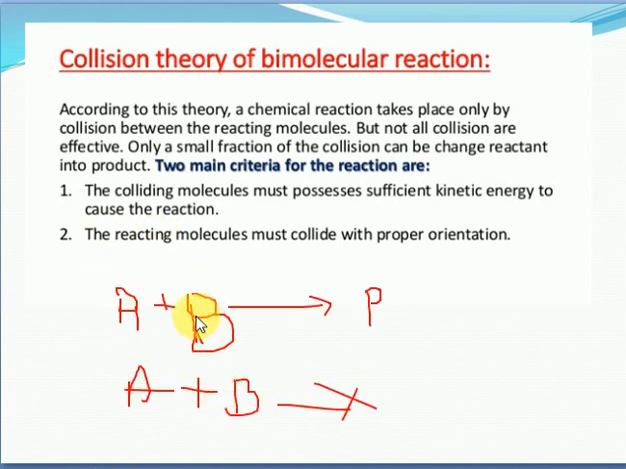Students say that whenever A and B are there, they collide, properly oriented, and they give product. If they don't collide with each other, they never give the product. Whenever the collision takes place, this is called an effective collision. If they don't collide, it doesn't take place, and it's an ineffective collision.